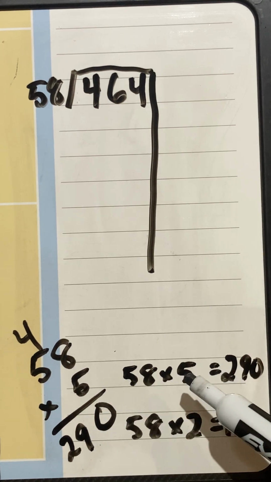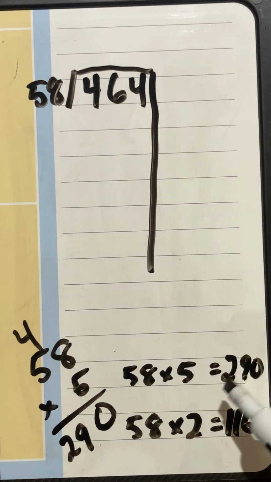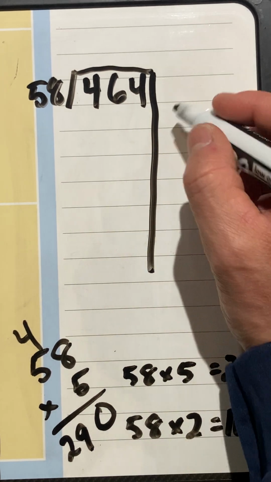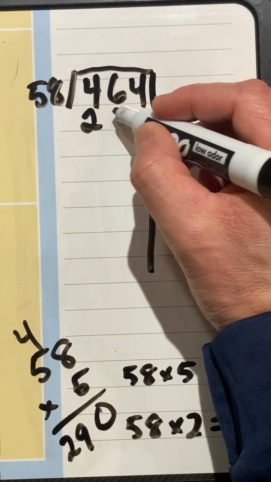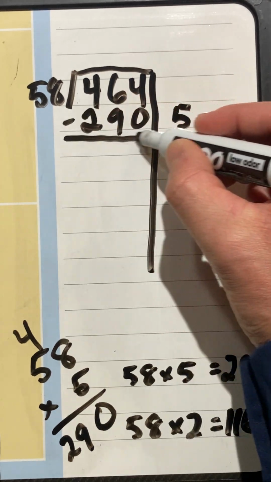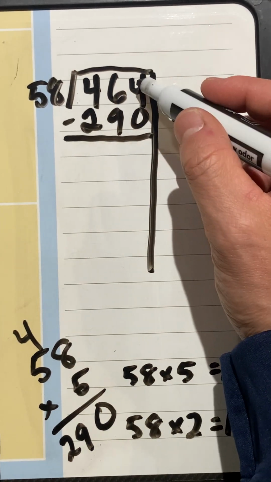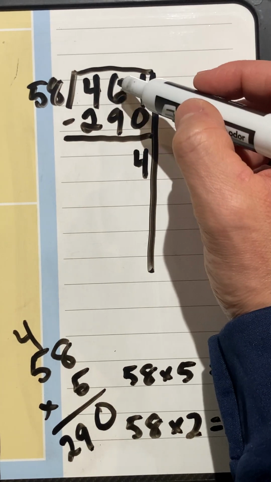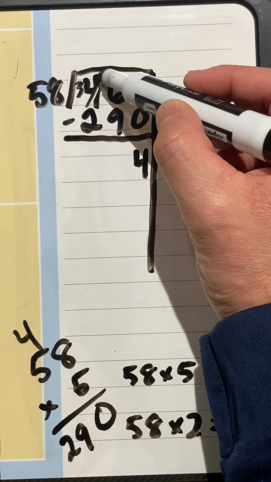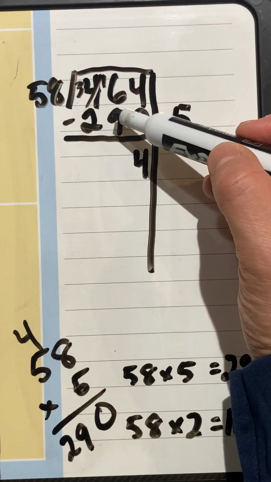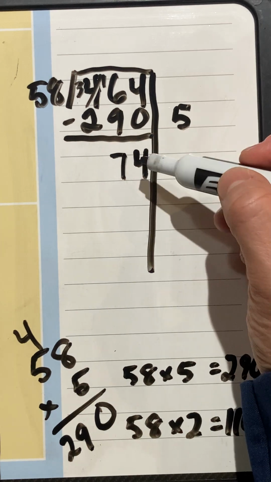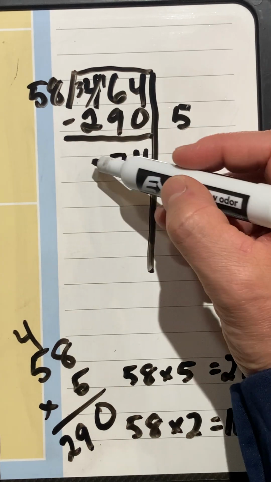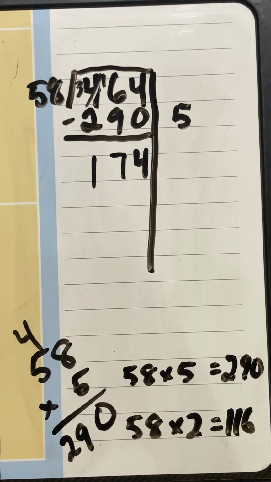If we did 58 times 10, that'd be too high for this one. So our first partial quotient we'd use is 5. 58 times 5 is 290. Subtract. 4 subtract 0 is 4. Can't do 6 subtract 9, so we'll borrow. 16 minus 9 is 7. 3 subtract 2 is 1. So we're left with 174.